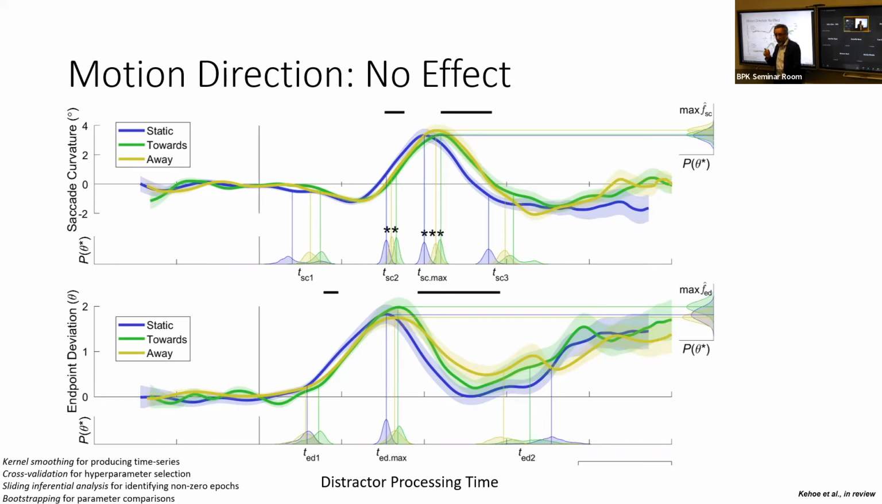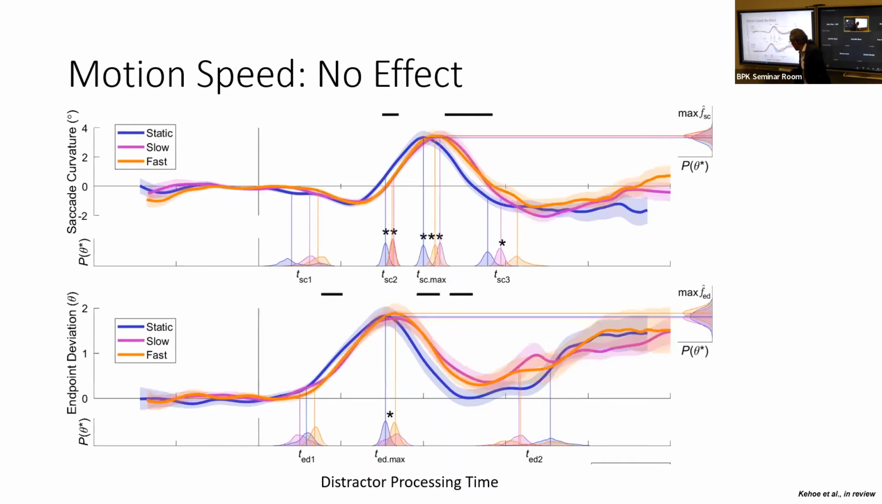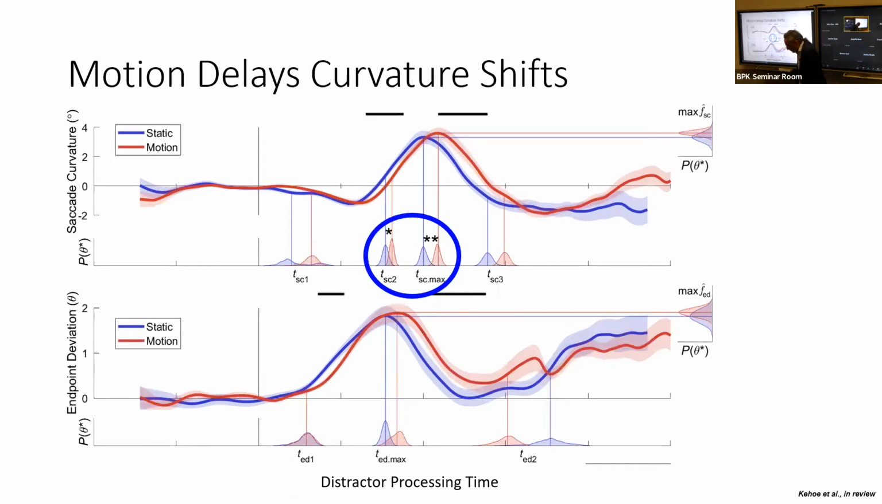Sort of that same difference we saw between luminance gratings and color gratings, we're seeing it again between static and moving. We can take a look at motion speed. And once again, there's no difference between fast and slow. But again, we see a difference between static and fast and slow that are the same. So we can combine them.